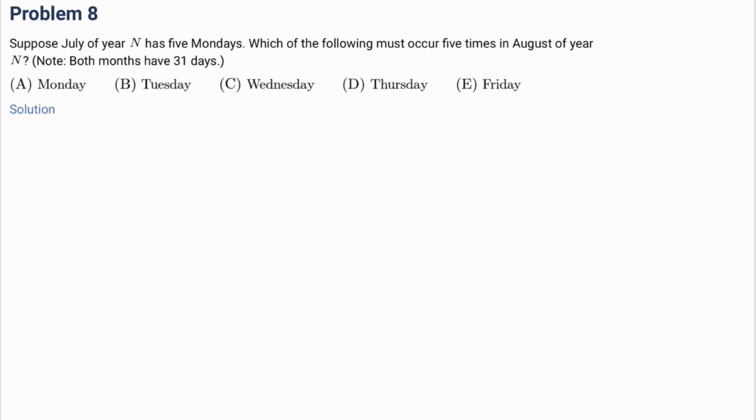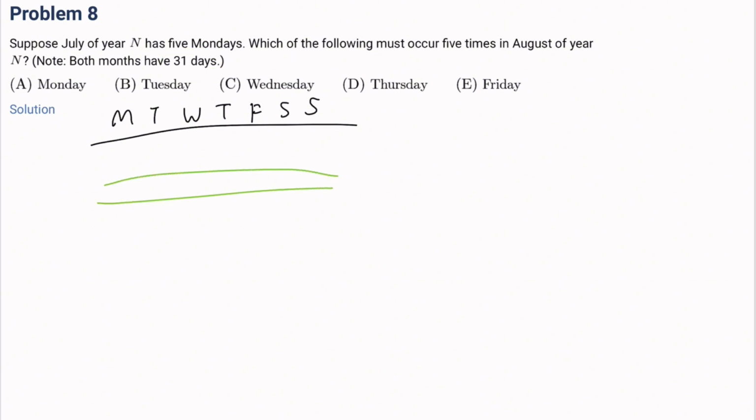Number 8, suppose July of year n has 5 Mondays. Which of the following must occur 5 times in August of year n, and both months have 31 days? Okay, so let's just make a kind of calendar. We have Monday, Tuesday, Wednesday, Thursday, Friday, Saturday, and Sunday, right? Okay, so here, since July has 5 Mondays and both months have 31 days, so 4 full weeks, and we have 3 extra days, right?